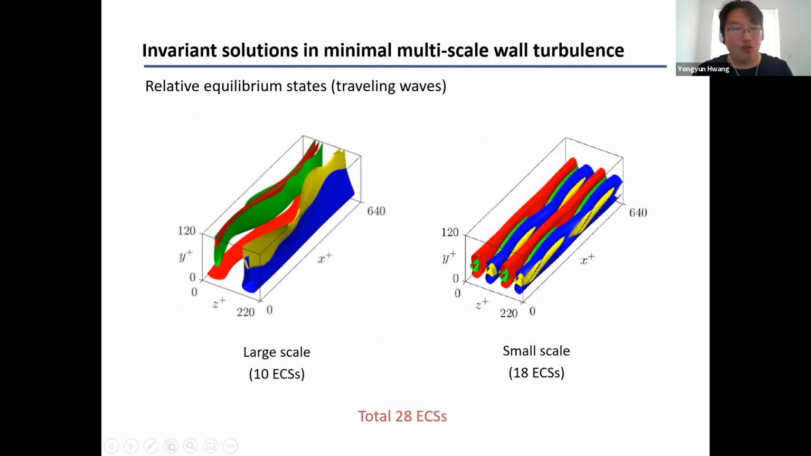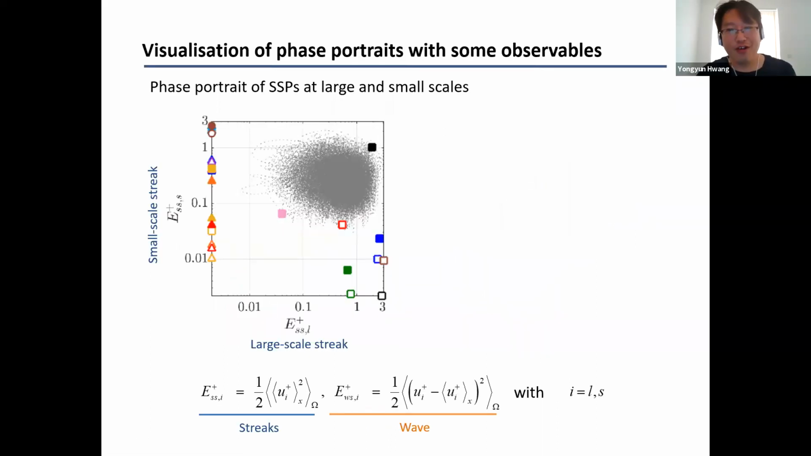We also spent lots of time computing the exact coherent states. We managed to find roughly 28 exact states, 10 of which are large scale exact states, and 18 of which are small scale states. These are two examples, and they all exist in the same domain. So we now had a great hope.